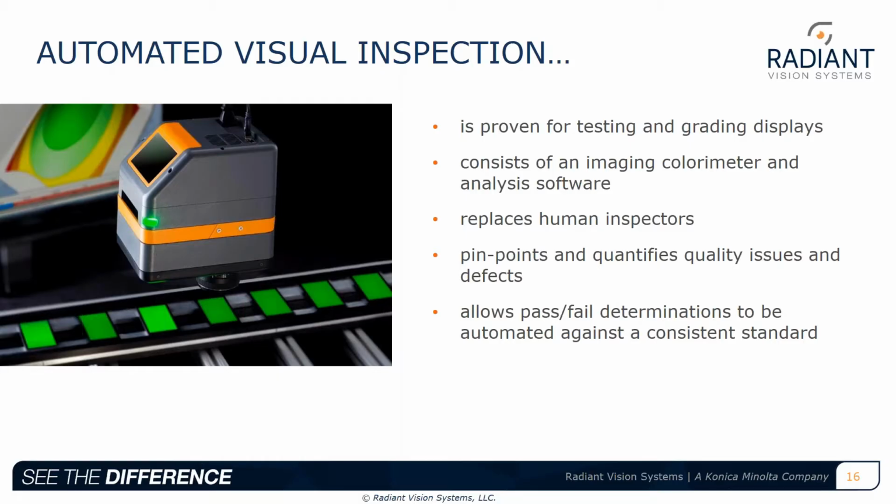Automated visual inspection, also known as AVI, is a testing and rating technology for flat panel display, mainly composed of an imaging colorimeter and analysis software. It can completely replace human inspectors. In manual detection, the results of two operators may be inconsistent. With an imaging colorimeter and automated visual inspection, we can establish unified pass-fail results.